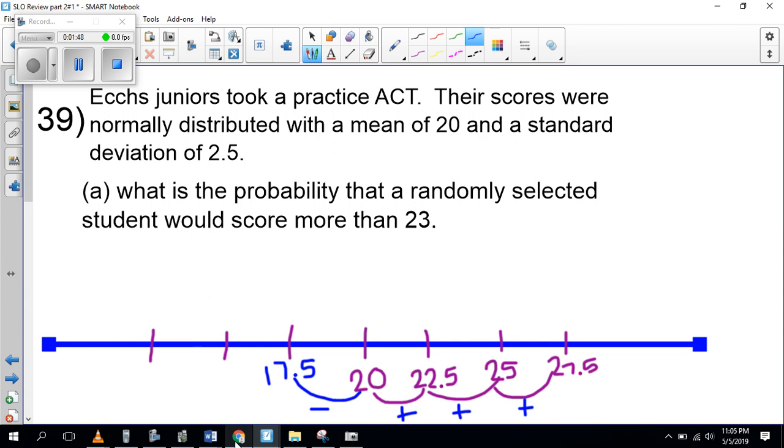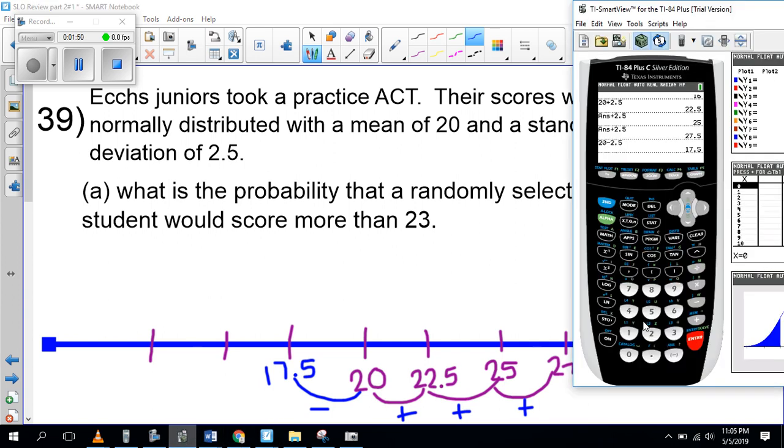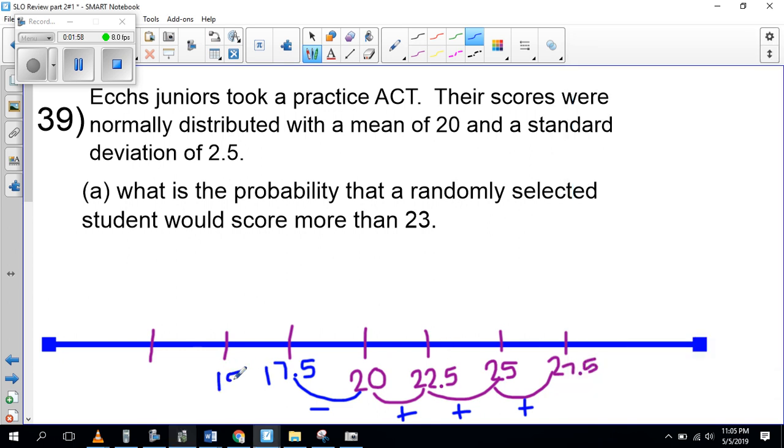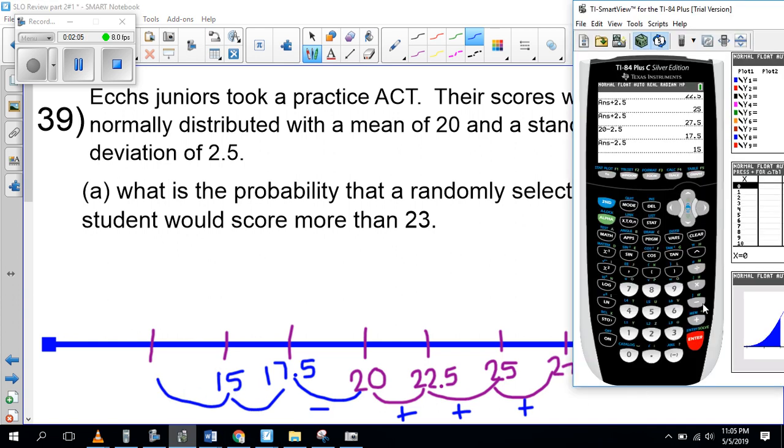And then we pick up our calculators. 17.5 minus 2.5 and we get 15. We subtracted that time, we're getting smaller. We're going to take 15 and subtract 2.5, and we should get 12.5.